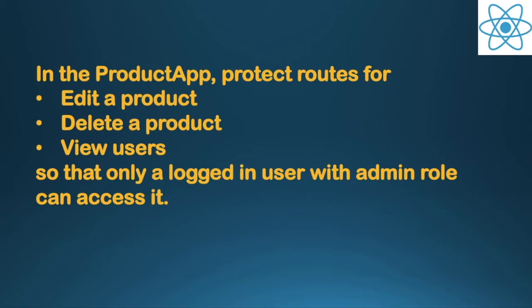What does the next part say? In the product app, protect routes for edit a product, delete a product, and view users, so that only a logged in user with admin role can access it. Add product was for a logged in user. These three we want to protect so that only a user with admin role can access them, nobody else.